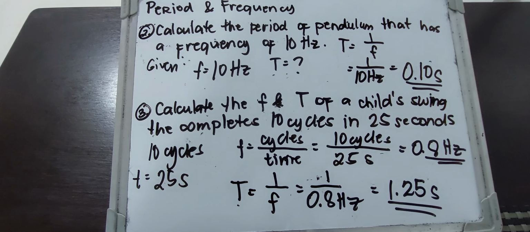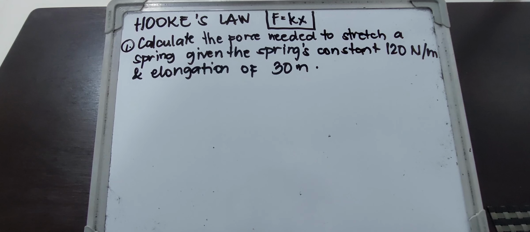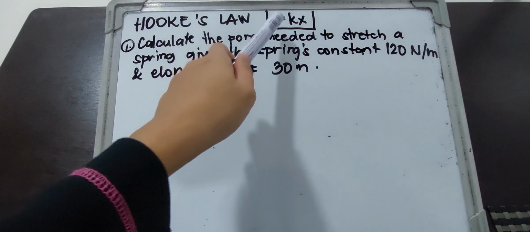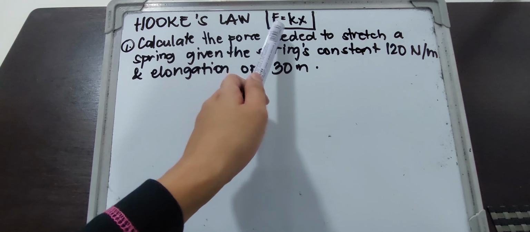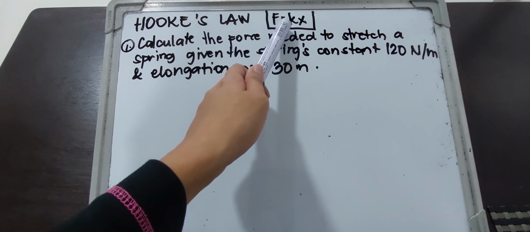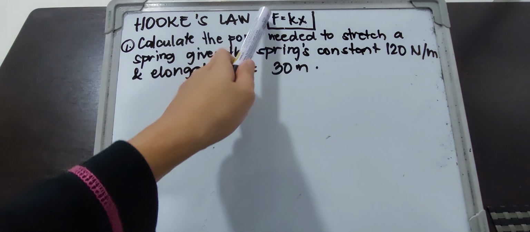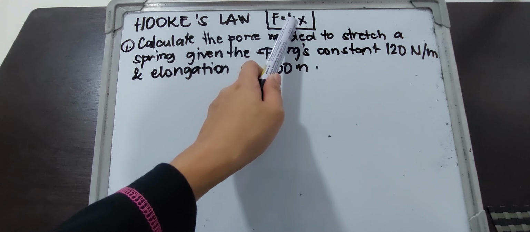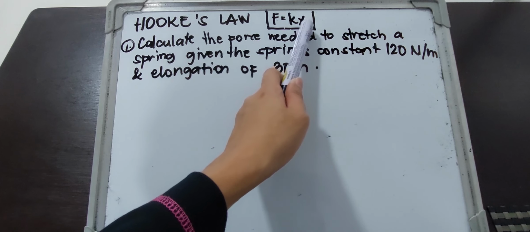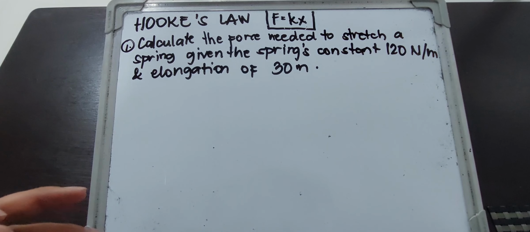So next, we have the topic na Hooke's Law. Alright, so for Hooke's Law, we have the formula F is equals to K times X. F is force, K is the spring's constant, and X is the elongation. So dito sa Hooke's Law, it tackles how much force is needed to stretch or compress a spring in a certain length. For example, gaano ba kailangang kalaking force ang kailangang i-exert para ma-stretch yung isang spring. So, yun yung ating Hooke's Law.